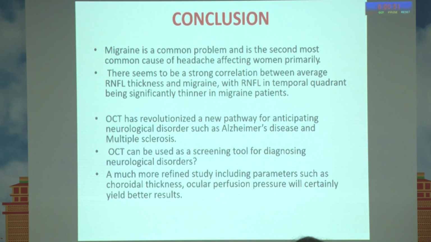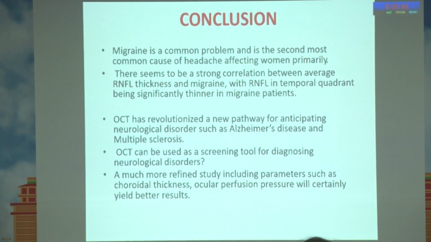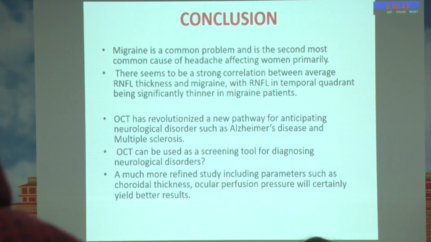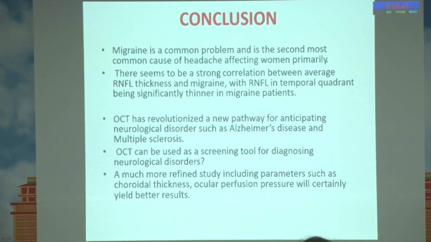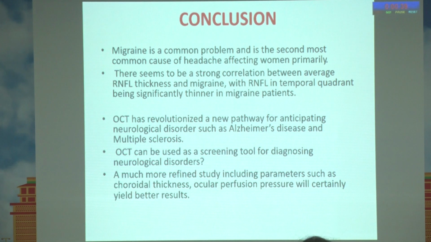Conclusion. Migraine is a common problem. It is the second most common cause of headache, affecting women primarily. There seems to be a strong correlation between average RNFL thickness and migraine, with RNFL in the temporal quadrant being significantly thinner in migraine patients. OCT has recognized a new pathway for anticipating neurological disorders such as Alzheimer's and multiple sclerosis.